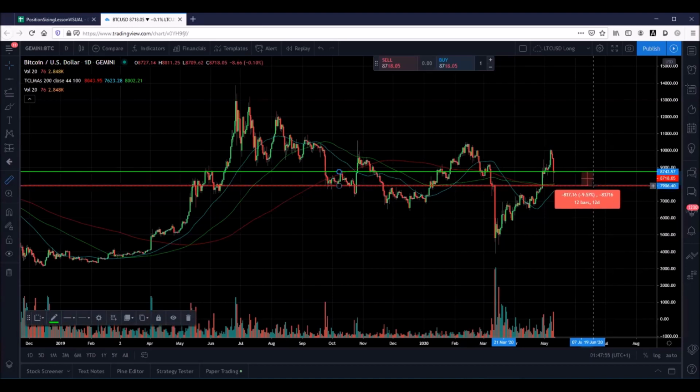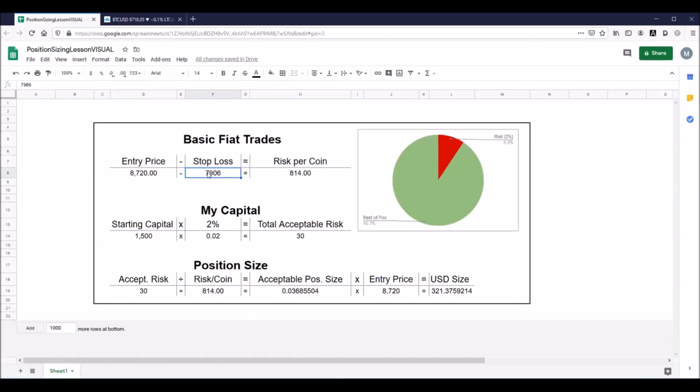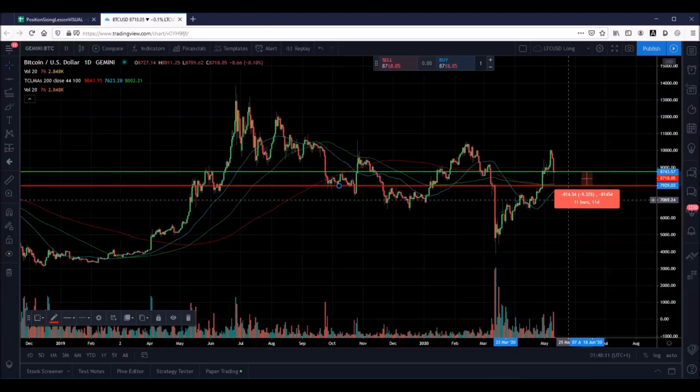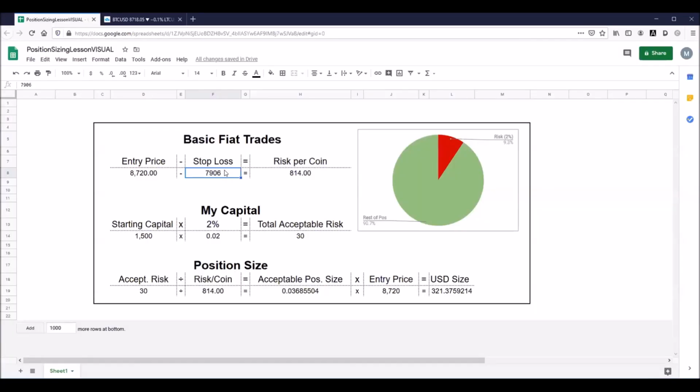9.3%. So in an example where I enter here with a 9.3% distance to where I will exit, because at that point I'm like, no, they're going lower. This is the big drop. We're out of the way. I need to get out. The most I can put on so that I only lose $30 is $321.